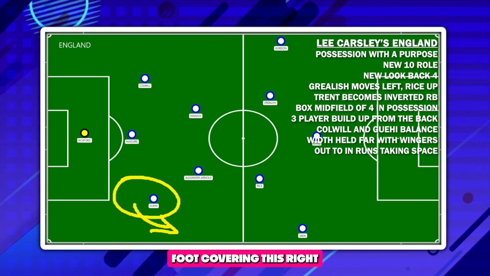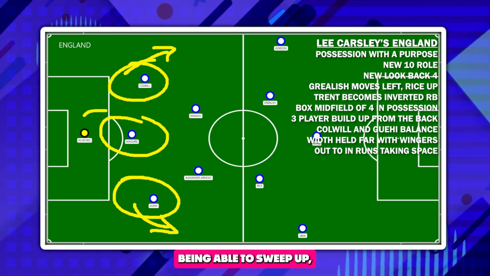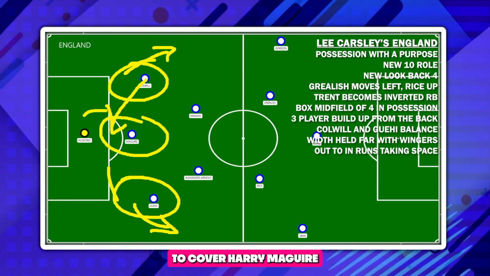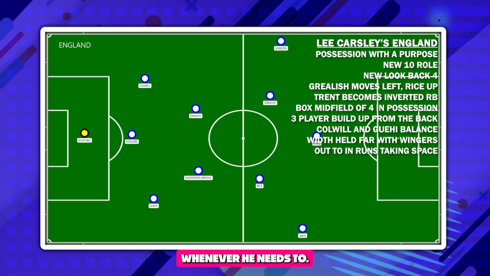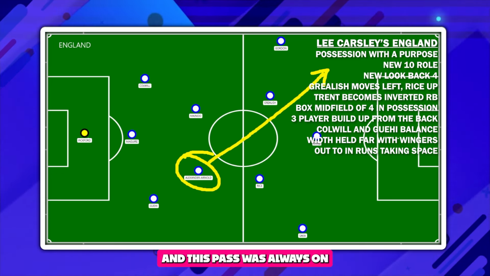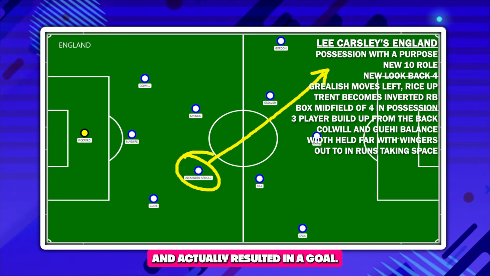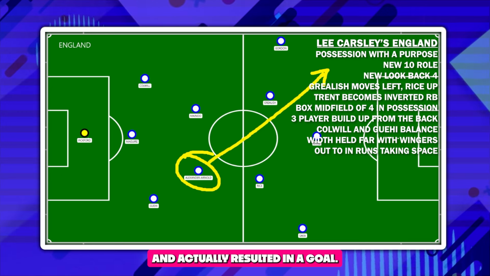Guehi with his right foot covering this right channel, Colwill with his left foot covering this left channel, and Harry Maguire being able to sweep up, both of them being able to cover Maguire whenever he needs to. You've got the directness of Trent Alexander-Arnold, and this pass was always on. Alexander-Arnold to Anthony Gordon. He tried it on a number of occasions and it actually resulted in a goal on one of the occasions.